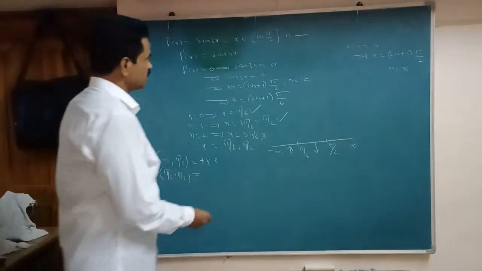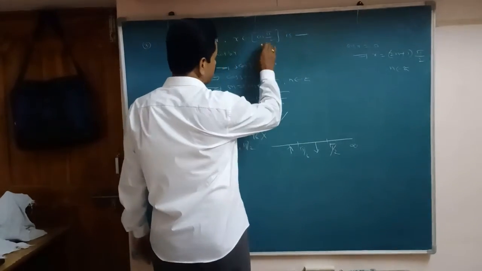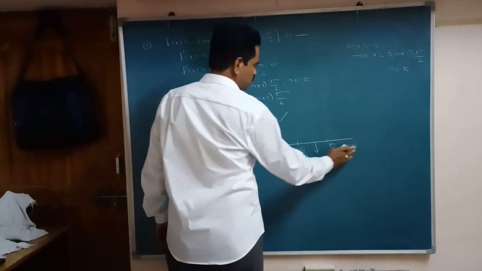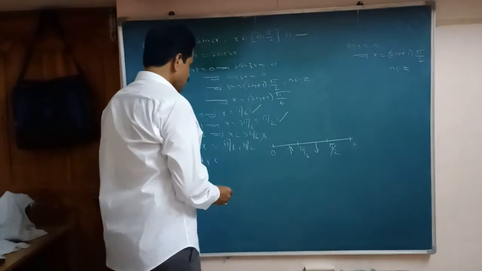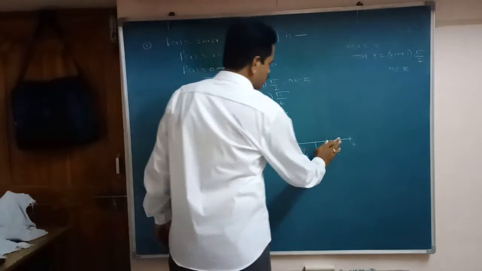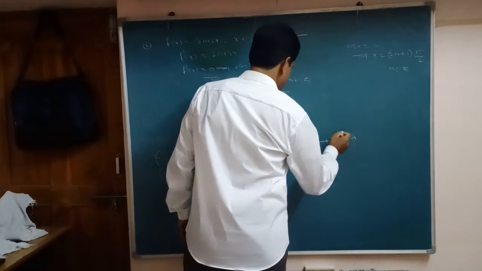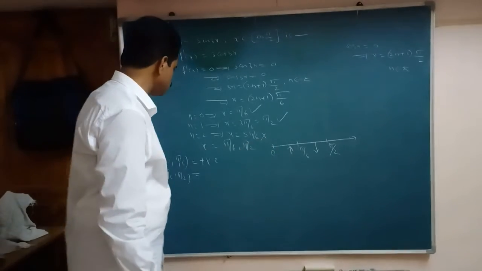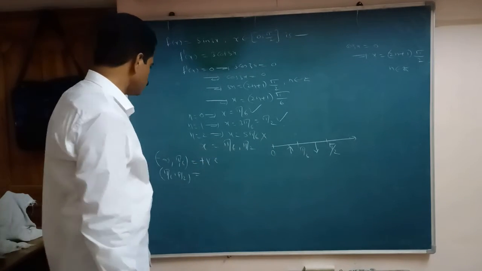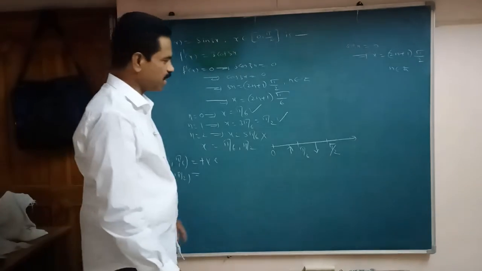What is the given interval? You take 0 here, and pi by 2 here. Pi by 2 I have already taken. So the values are only up to here. 0 to pi by 6, including 0, it is positive. Next, pi by 6 to pi by 2.